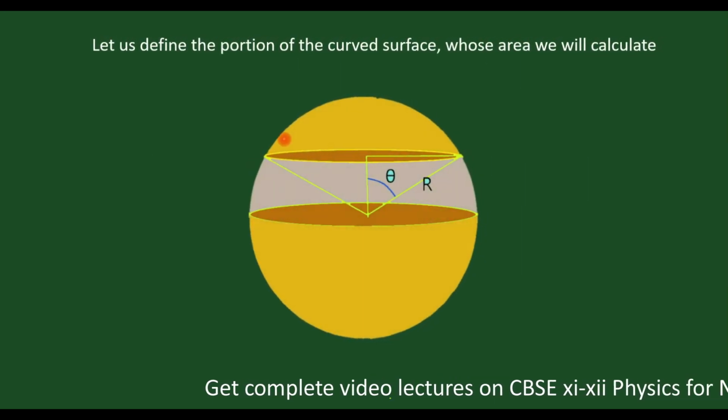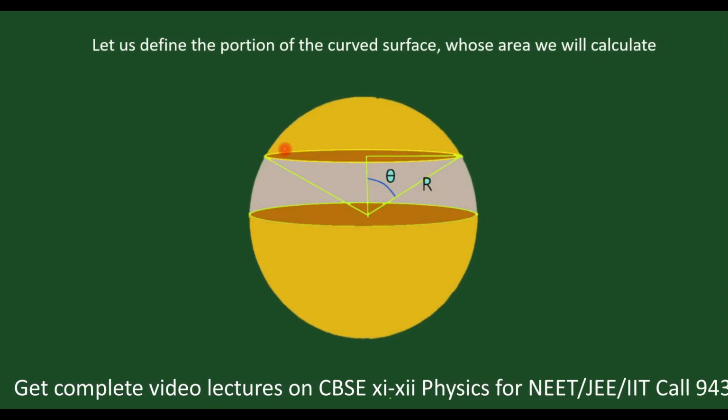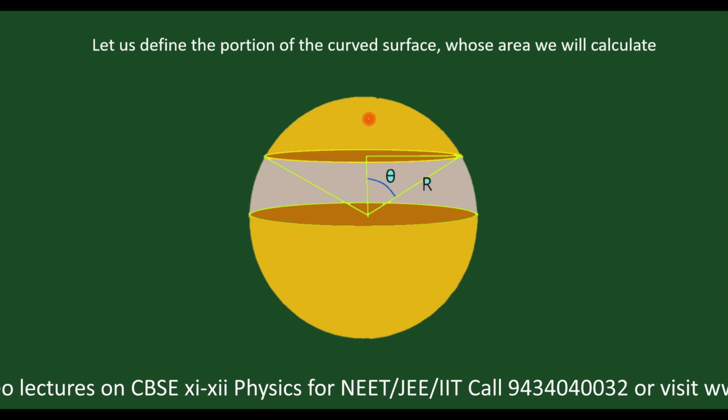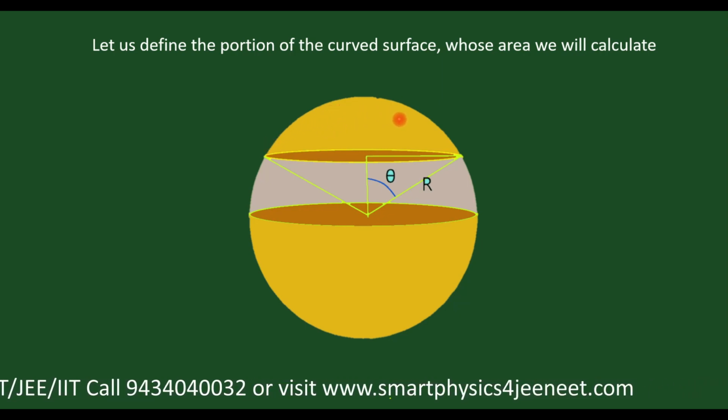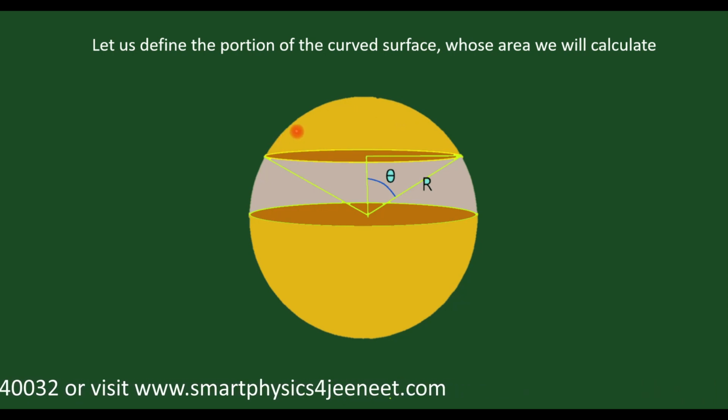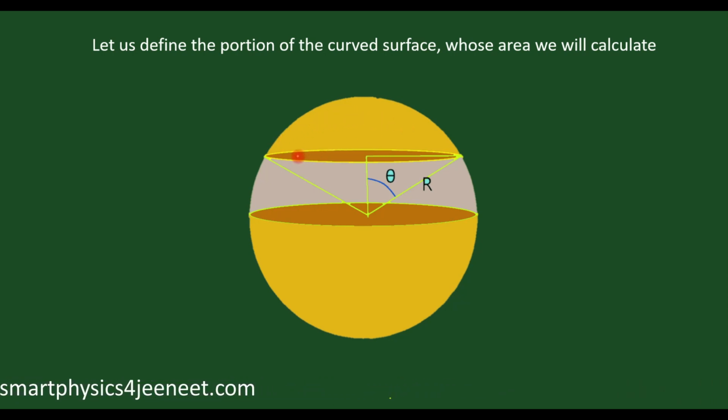Before we proceed, we'll have to define the curved surface whose area we will calculate. This is the curved surface. This portion of the sphere has a flat round surface and a curved surface. The flat round surface is such that its radius subtends angle theta at the center of the whole sphere.